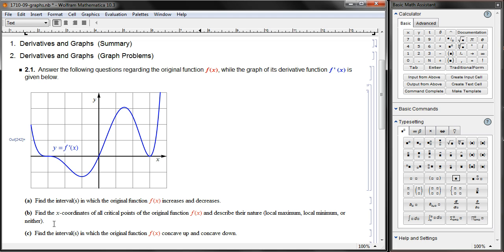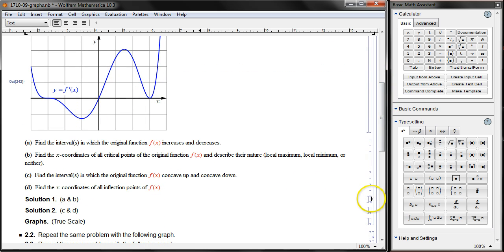Find the x-coordinates of all critical points of the original function and describe its nature: local maximum, local minimum, or neither. You may say local minimum right here, x equals -1, local maximum at x equals 1.5, local minimum there, x equals 3. If you write like that, again, it's automatic 0 credit. Same reason. You answered correctly with respect to f prime, but that's not correct because this problem is about f, not f prime. So how do we do it? Let's go to the solution.